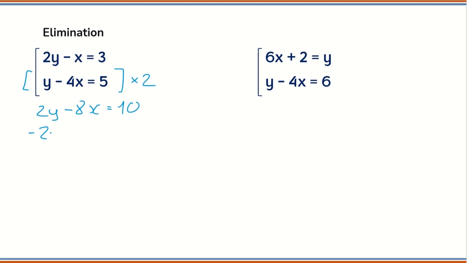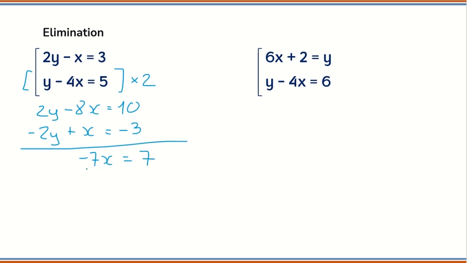So the signs will change. Minus 2y plus x equals minus 3. And now I'm ready to add this. 2y minus 2y equals 0. Minus 8x plus x is minus 7x. And this equals 10 minus 3 is 7.